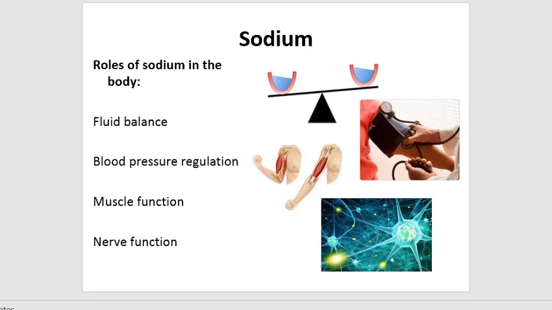Then we have muscle function, okay, sodium potassium pump, sound familiar? And nerve function. So the sodium works with the membrane excitability. Actually, all the electrolytes do. What we have to remember with sodium is if the sodium's low, the excitability goes down, okay? And if the sodium's high, the excitability goes up. And we'll talk more about that in a second.